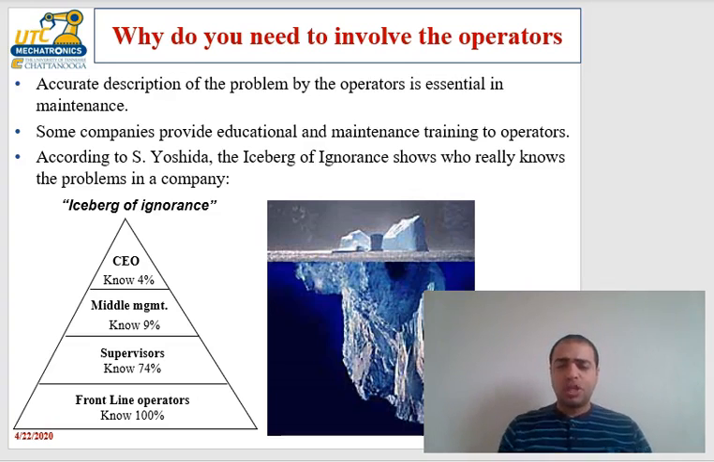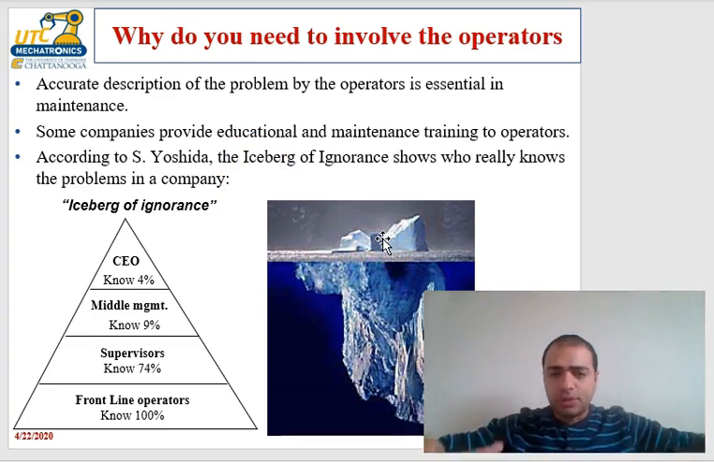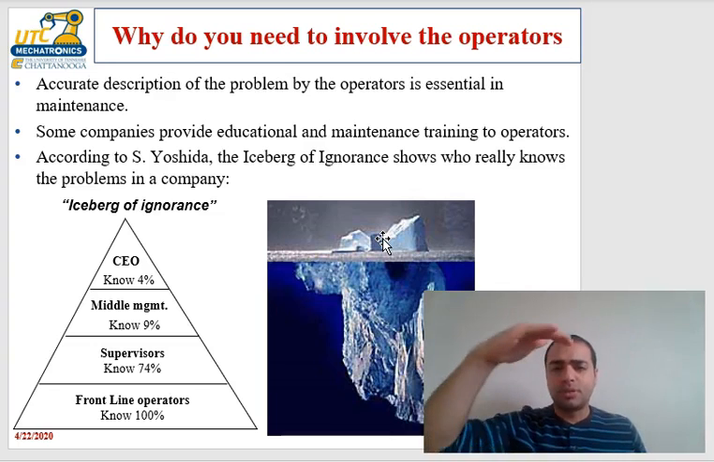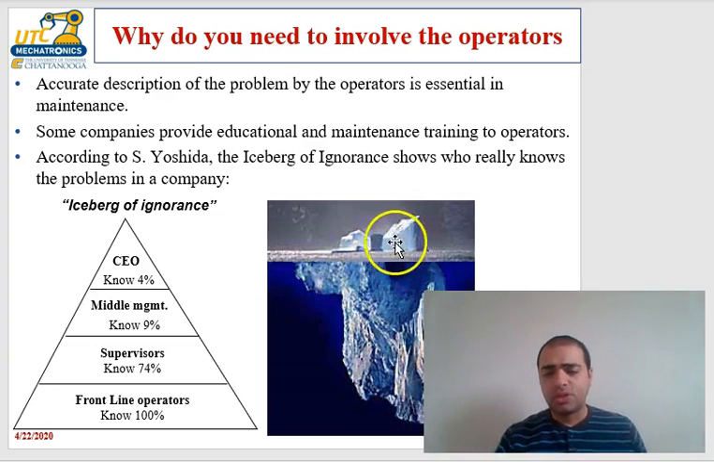There's a Japanese scientist, Yoshida. He came up with an idea called the iceberg of ignorance. It's a really descriptive idea. The iceberg is a very good word because if you take a cube of ice and put it in water, 90% of the ice is under the water surface, and only 10% is above the water. So what you see here is just the tip of the iceberg. Most of the iceberg is down under the water.